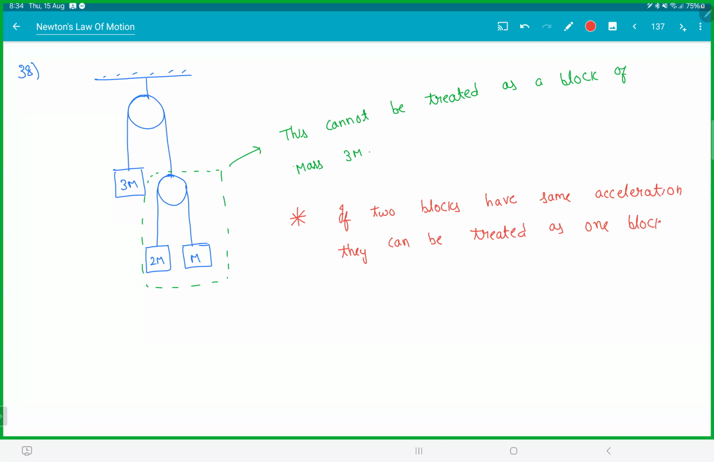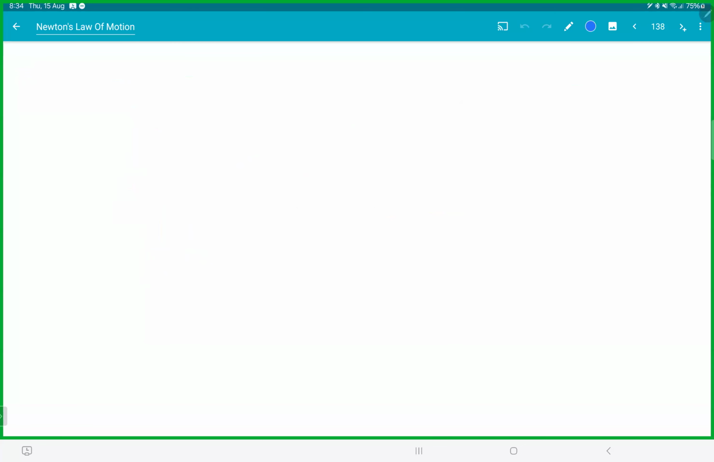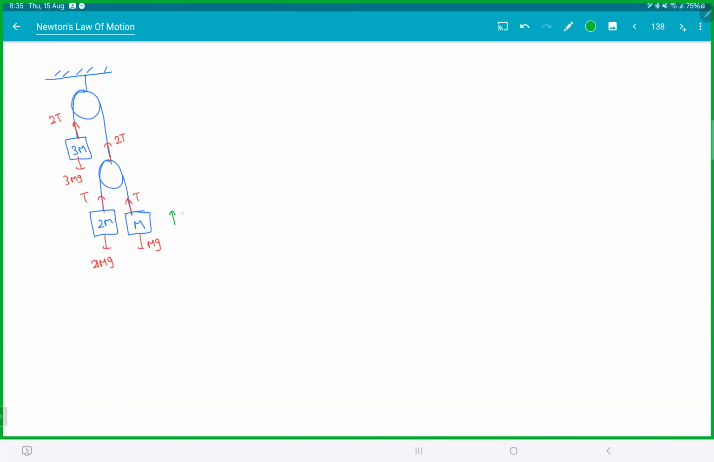So you have to go back to the regular way. Brute force solving. Step one, take your FBD and draw the forces, assign accelerations, and find relation between them. Mg, 2mg, so that is T, so this is 2T, this is 2T, this is 3mg. Accelerations: let this go with a1, let this go with a2, let this also go up with a3. I know, all can't go up, something will be negative. The science will take care of it.